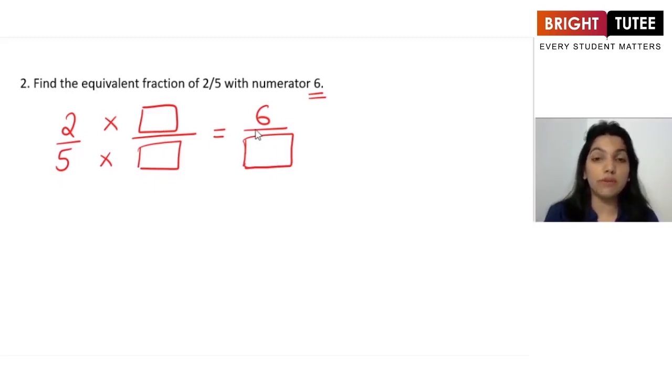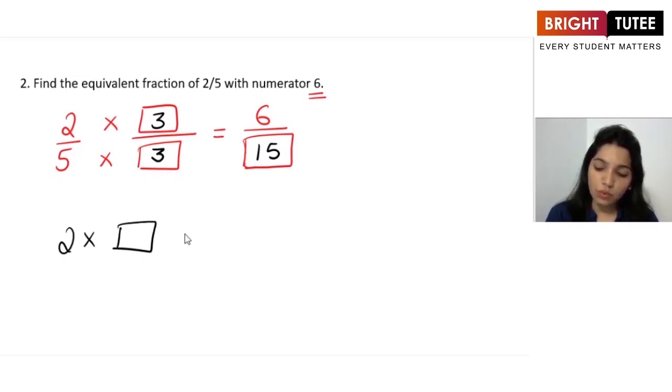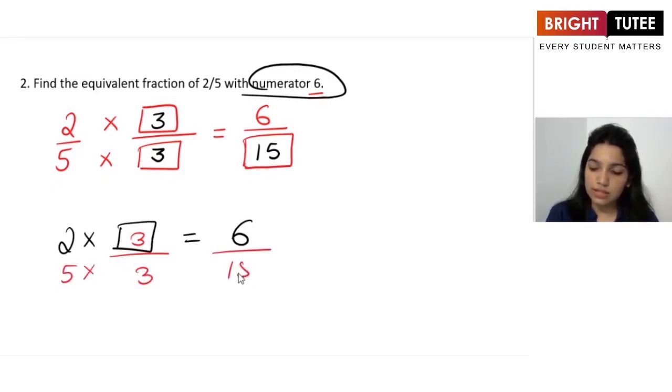2 times what number will give you 6? I hope you know the answer is 3. So if we multiply the numerator by 3, we must multiply the denominator by 3 as well. So here also you will have 3. So the answer will be 6 over 15. Is this clear? How did we do? We simply thought what times 2 will give the answer as 6 because that is the numerator mentioned here. So it is simple, it is 3, and we do the same with the denominator. So we got the answer as 6 over 15. I hope this is clear.